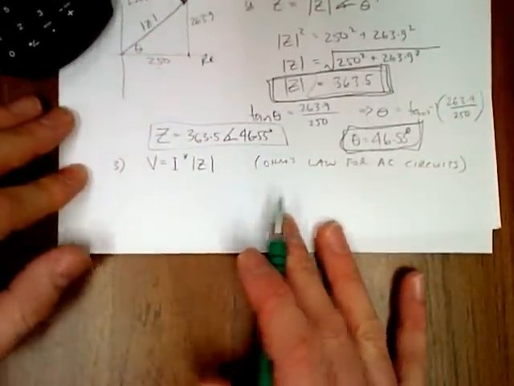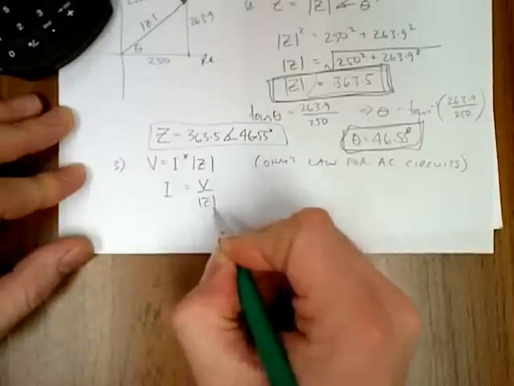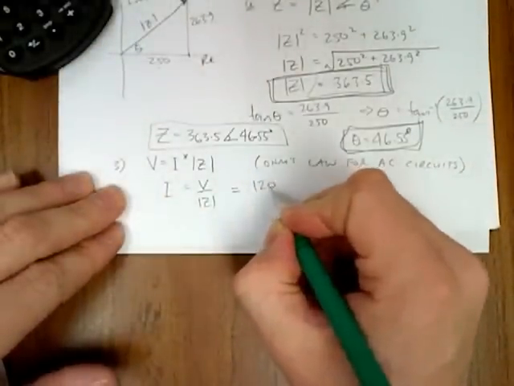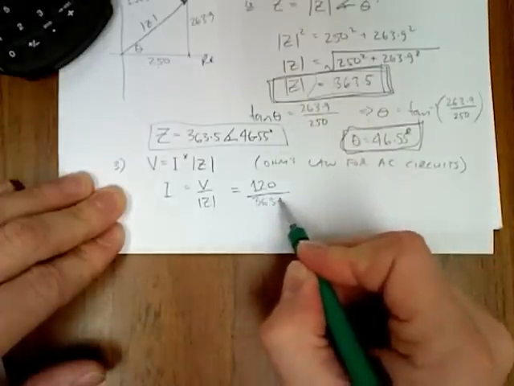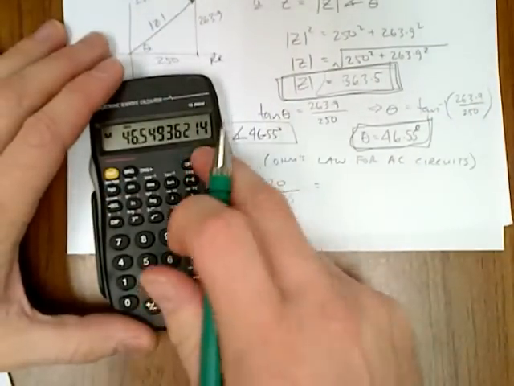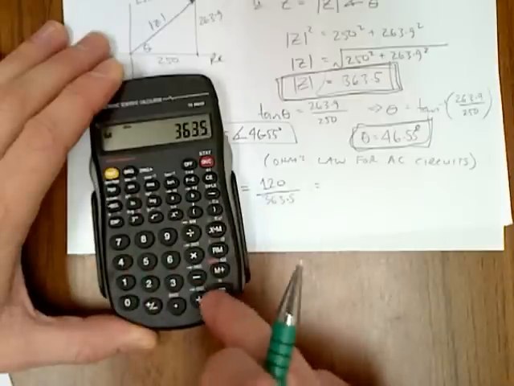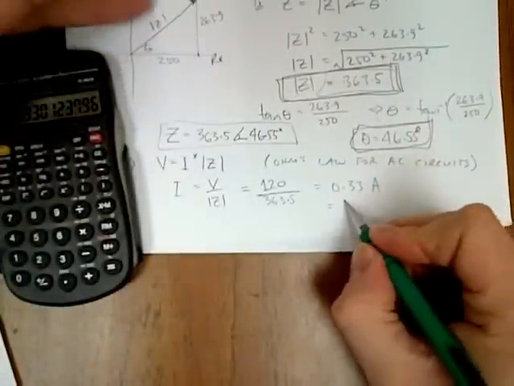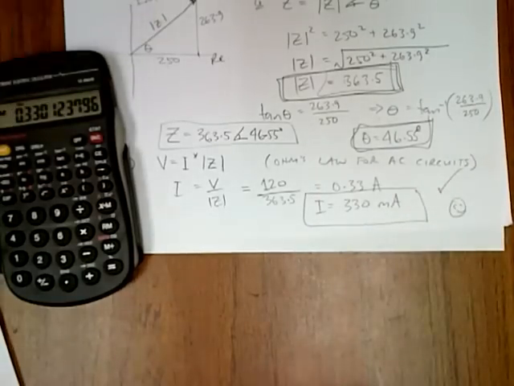So now step 3, find the current. Well, V equals IZ. That means I is going to equal V over the magnitude of Z. V, from before, V is 120. So 120 divided by the magnitude, 363.5. 120 over 363.5 is 0.33 amps, which is equal to 330 milliamps. Done. There you go. That's how you do it.